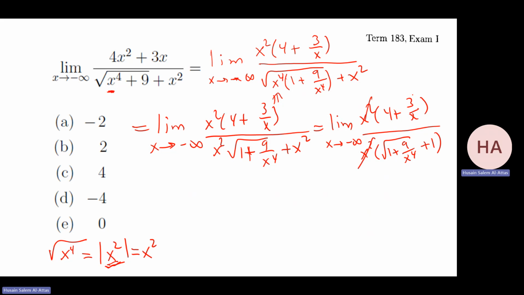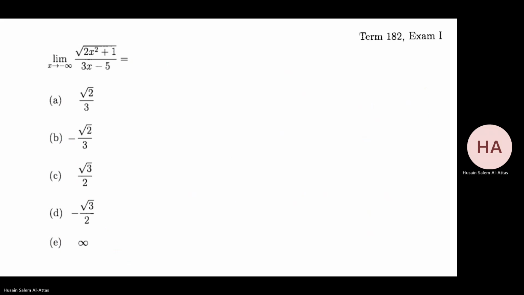This is cancelled. Substitute. You get 4. Here we get 0, and this is 0. So you have 1 plus 1, which is 4 over 2, which is 2. So the answer is 2.